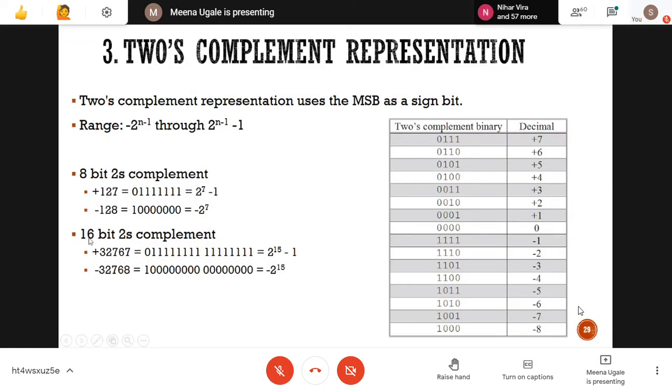Similarly, for 16-bit, I am getting plus 32,767 as the highest positive number. Minus 32,768 will be the highest negative number which can be represented here in 2's complement arithmetic. You can observe this number, it is 1 and all other bits are 0. But this is 2's complement arithmetic, that's why you can find this. And how it is used in arithmetic, you will understand in the further lectures. It's quite easy to use in 2's complement arithmetic.